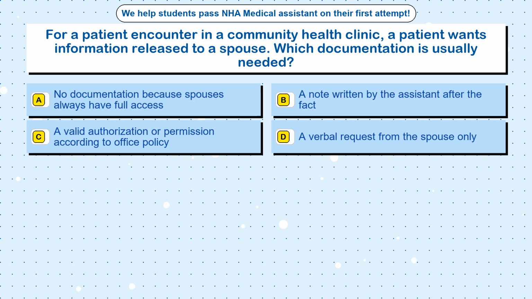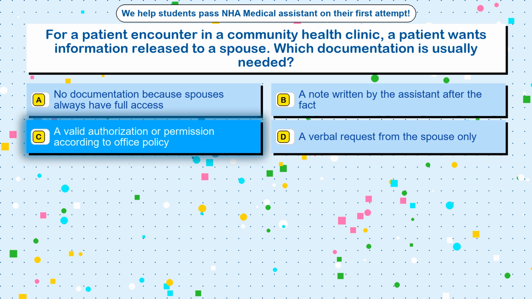Question 6. For a patient encounter in a community health clinic, a patient wants information released to a spouse. Which documentation is usually needed? Option A, no documentation because spouses always have full access. Option B, a note written by the assistant after the fact. Option C, a valid authorization or permission according to office policy. Option D, a verbal request from the spouse only.